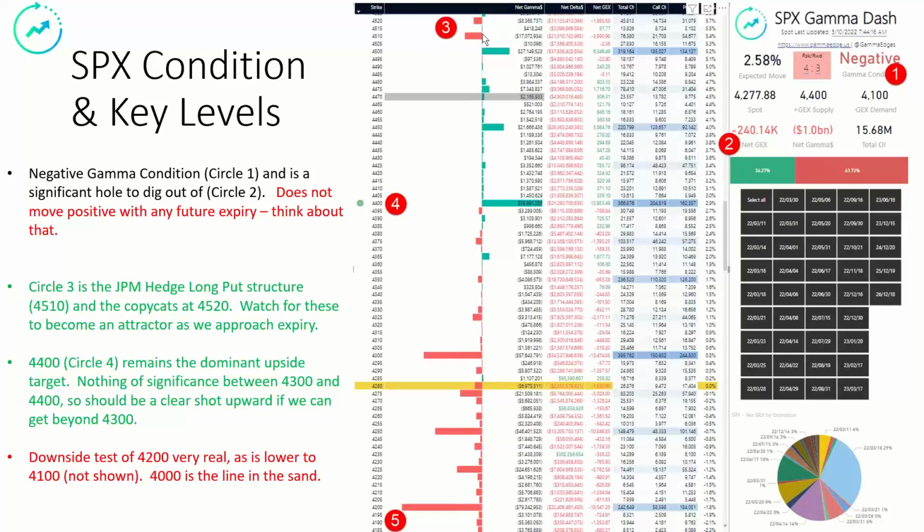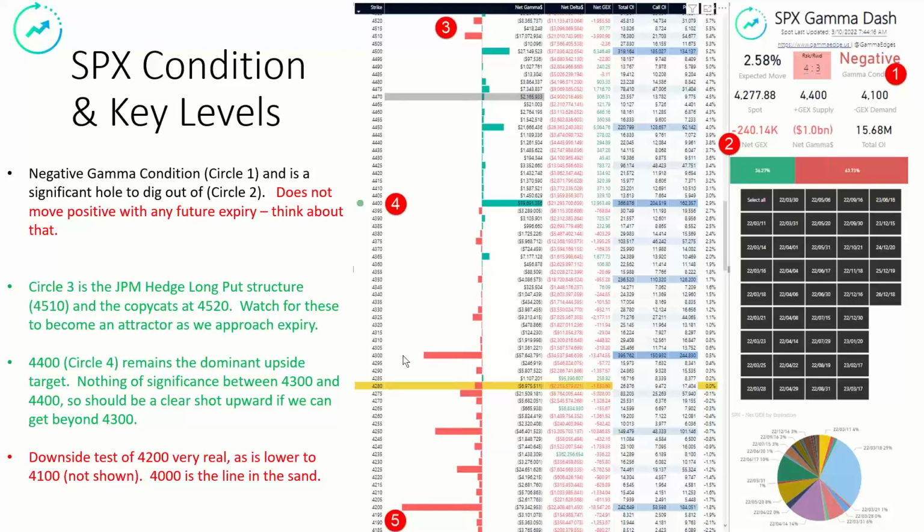Circle 3 are the JPM hedges that we just talked about. Circle 4 is that 4,400 level. You can see we really need to push above that to get any form of positive gamma here. We do have some in and outs that are showing up here, positive gamma, but these are really weak pockets right now. So basically back and forth, back and forth, back and forth. This is a safe hiding range for relatively flat exposure on gamma.